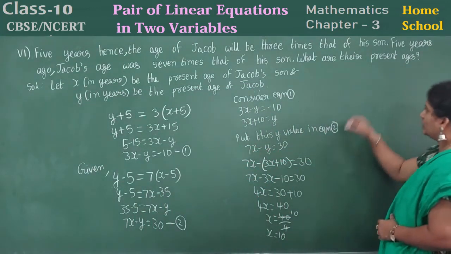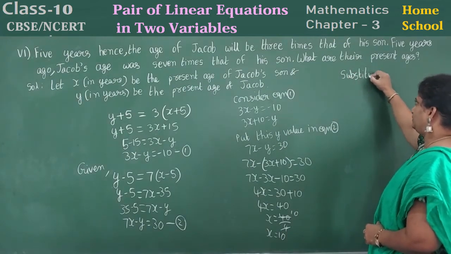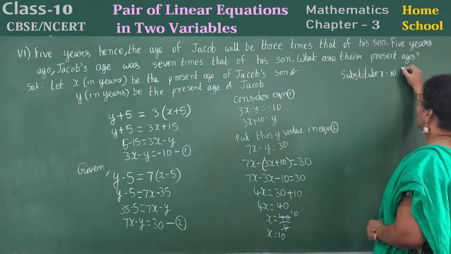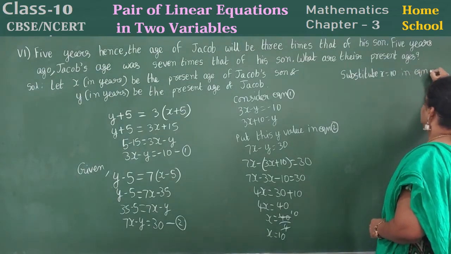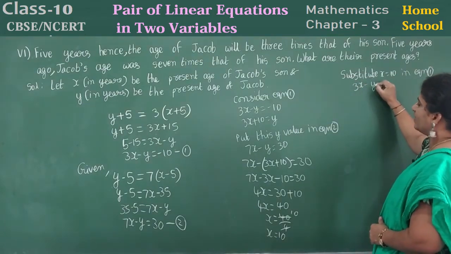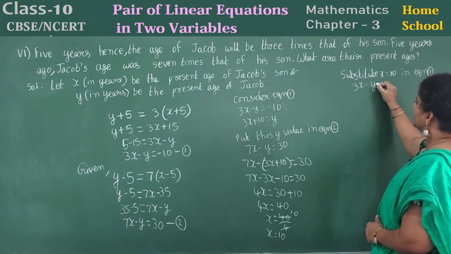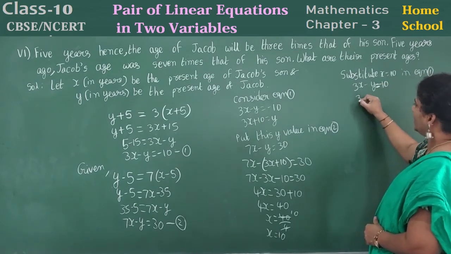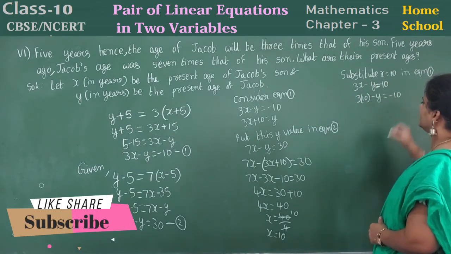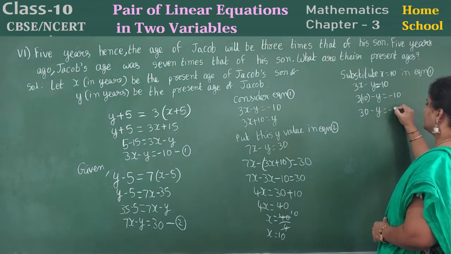This x value, substitute x is equal to 10 in equation 1. What is your equation 1? 3x minus y is equal to minus 10. Don't forget minus here. Okay. 3 into 10 minus y is equal to minus 10. So 30 minus y is equal to minus 10.